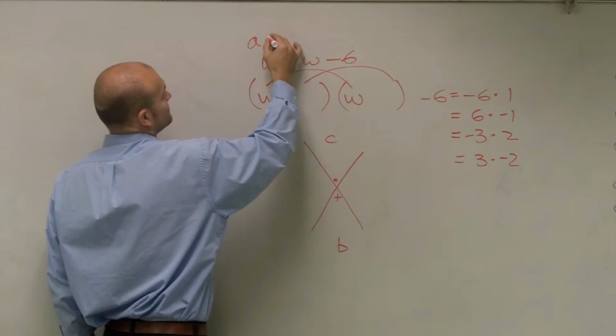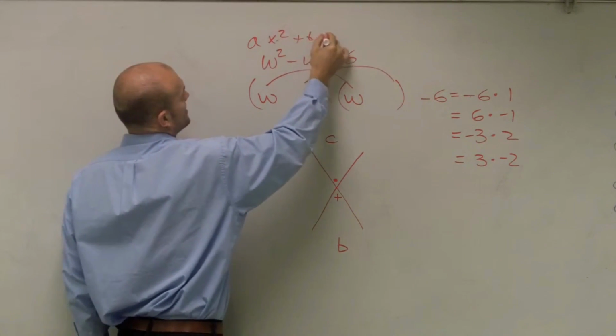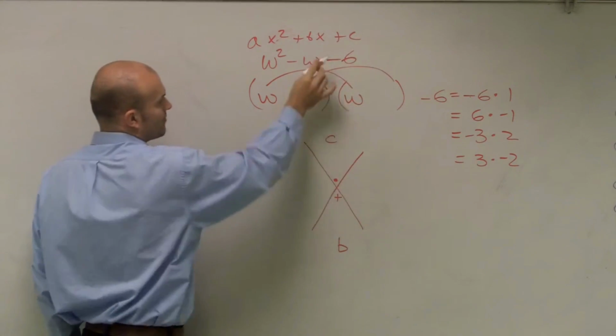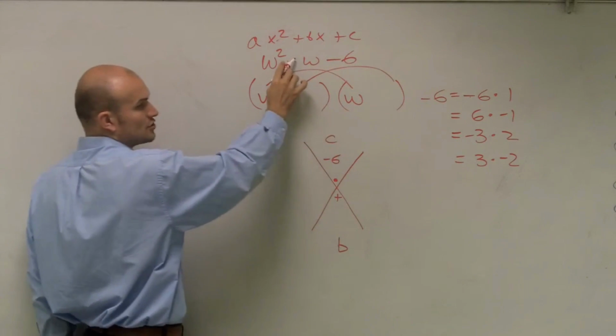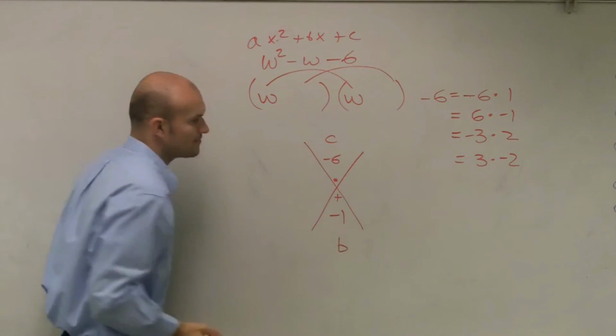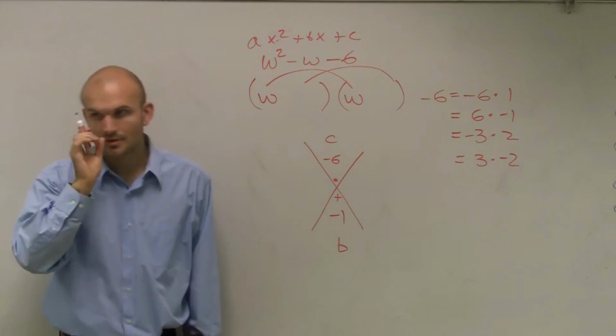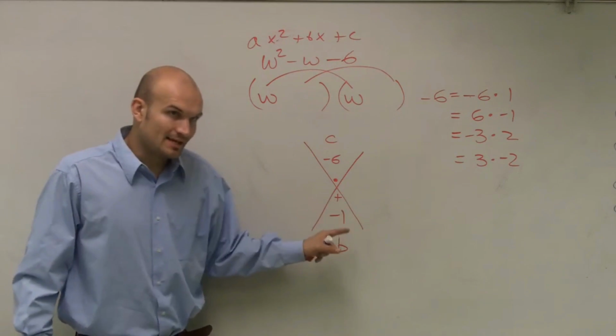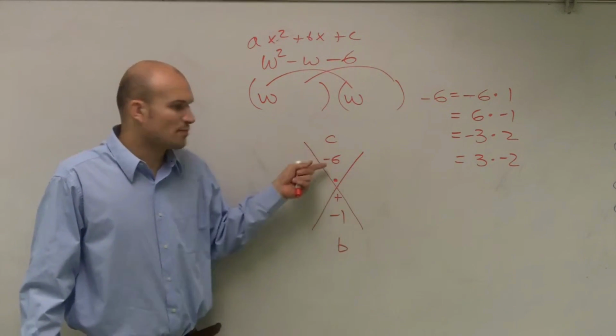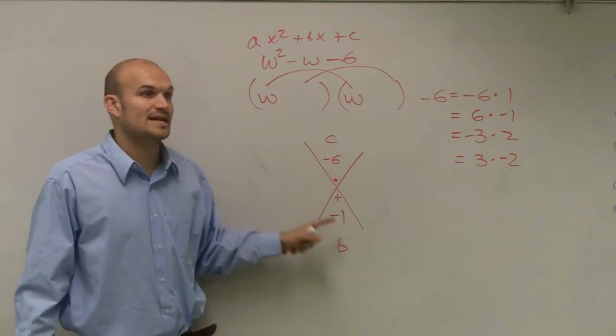Let's write it as ax squared plus bx plus c. Therefore, my c is negative 6. Since there's no number in front, I know b is a negative 1. Now, what I need to do is figure out what two numbers multiply to give me negative 6, but add to give me negative 1.